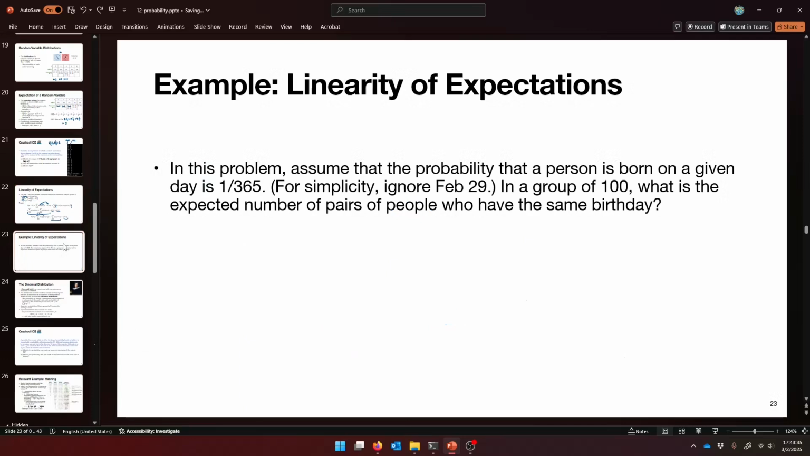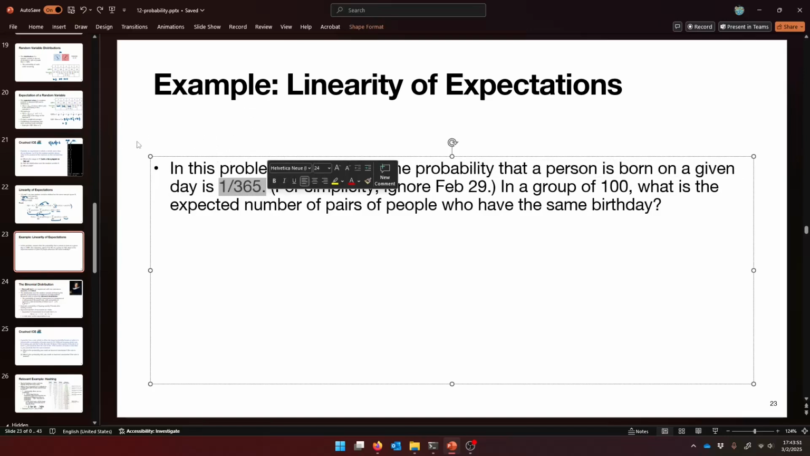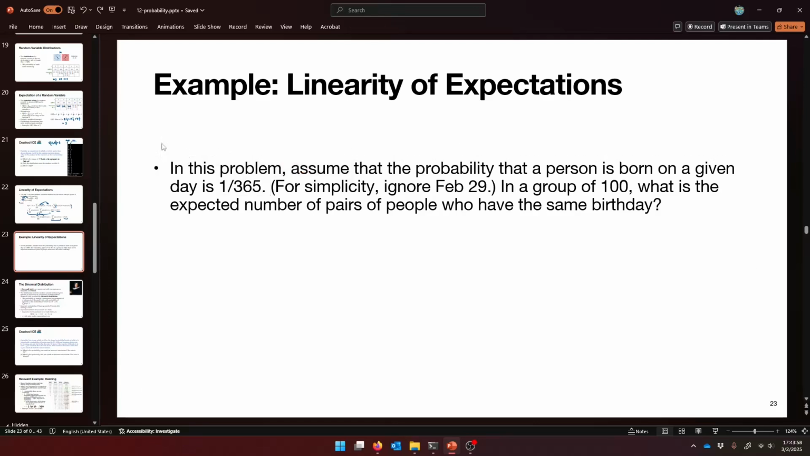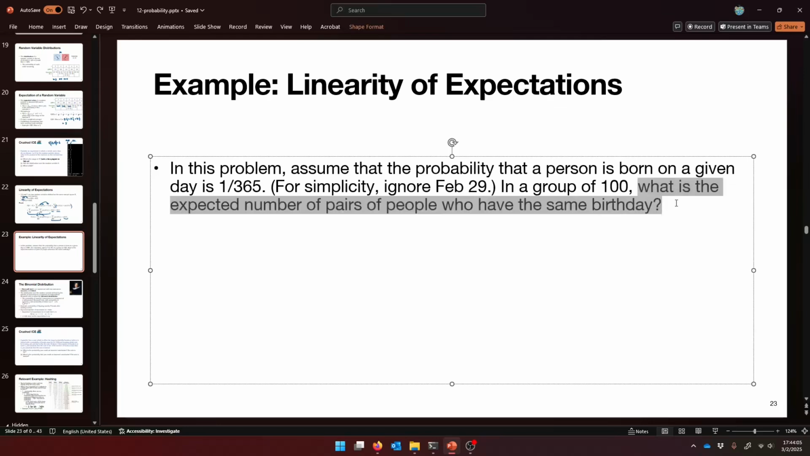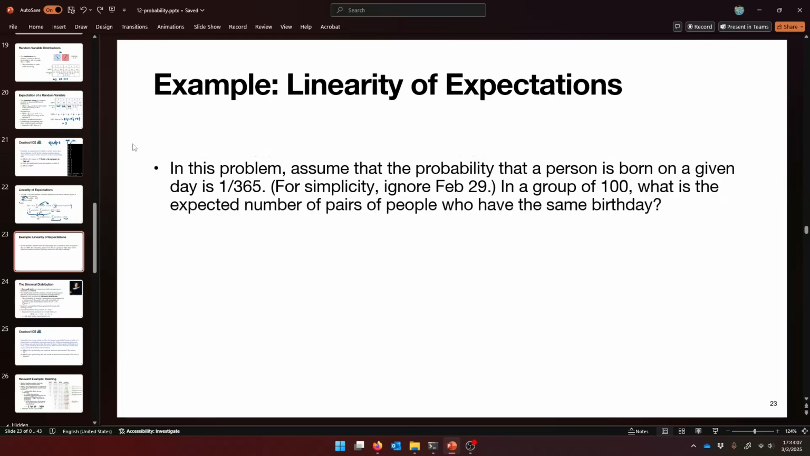So linearity of expectation. Let's kind of go back to almost the birthday paradox again. Let's talk about birthdays again. Let's pretend, at least, that the probability that somebody was born on a given day is 1 over 365 rather than 1 over 365.25 because we have leap years. So don't worry too much about that. But let's say that that's the probability for the sake of this example, that somebody's born on a given day. And let's say we got a group of 100 people. Let's calculate the expected number of pairs of people who have the same birthday.